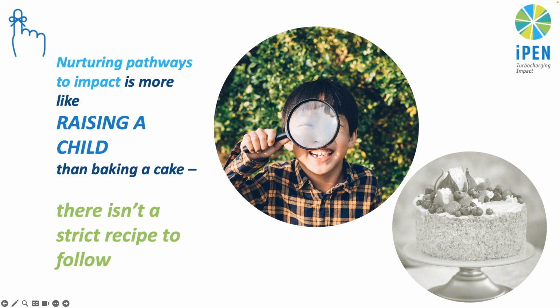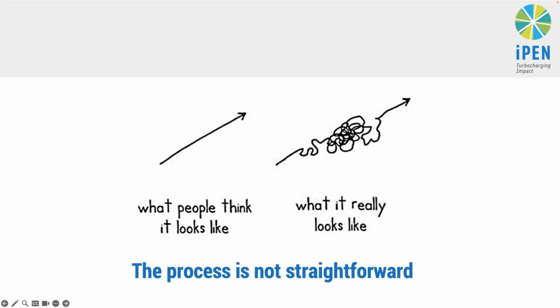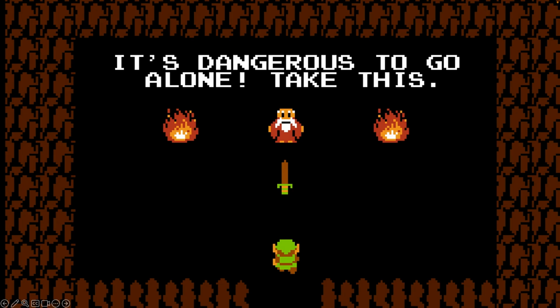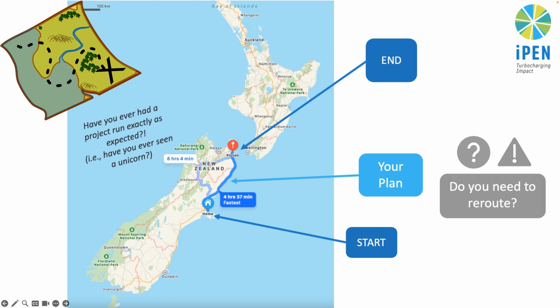Remember, you can't follow a strict recipe, which means completing a template is not going to get you there. You can read all the books you like, but it is a messy and constantly surprising and challenging process. And the pathways to impact from research is not dissimilar. The process isn't straightforward. You most certainly don't want to do it by yourself. And you do need to just keep reviewing and updating your strategies.